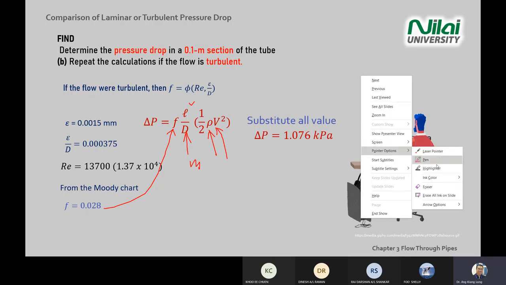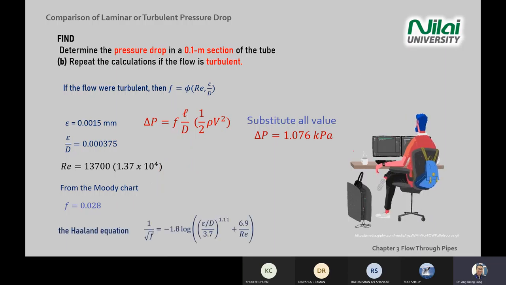Okay, so this is quite a straightforward example. And of course, you can use the Haaland equation to find the f. If you use the Haaland equation, you'll arrive at quite near 0.029 or 0.028, just to cross-check if the number is correct or not on the graph. But normally in the test or final exam, you need the Moody chart.